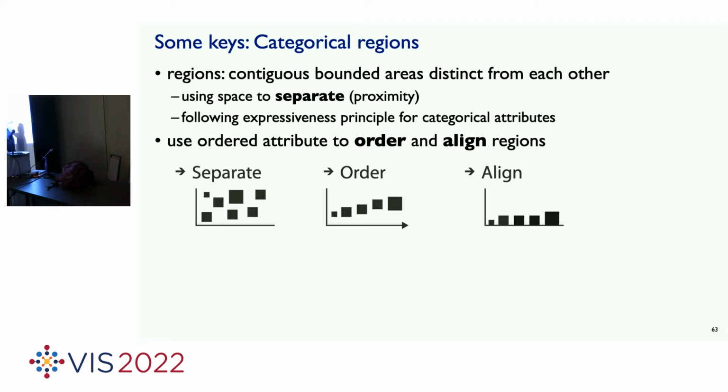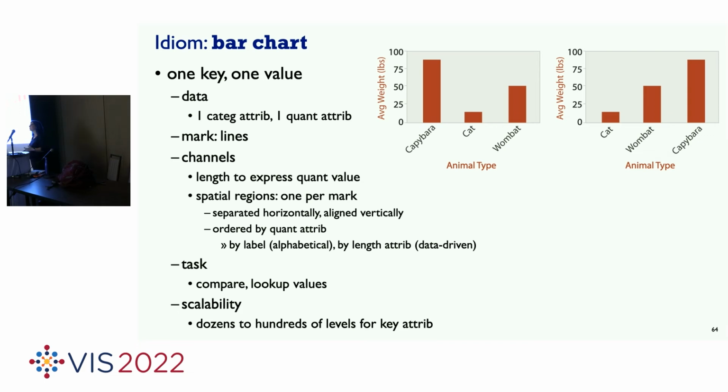And often, in order to get the highest precision of ability to make judgments, we're going to align them. Notice how it's actually easier to tell these heights exactly what's going on when they all have a shared common baseline. That's this aligned position or common frame. So separating into spatial regions, ordering them and aligning them according to some ordinal attribute or ordered attribute is a way to actually use space. So this all sounds kind of abstract. Let's think about a simple example. Bar charts. You have all seen them.